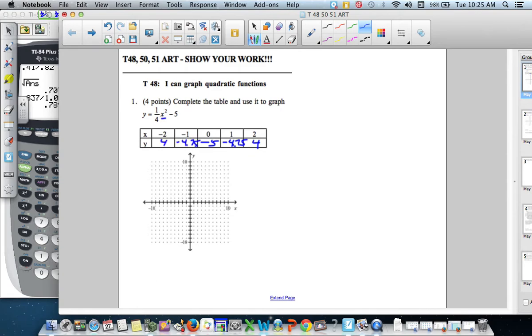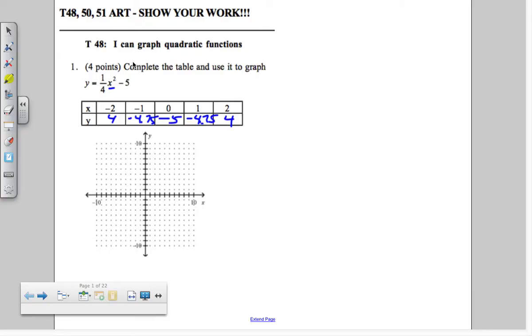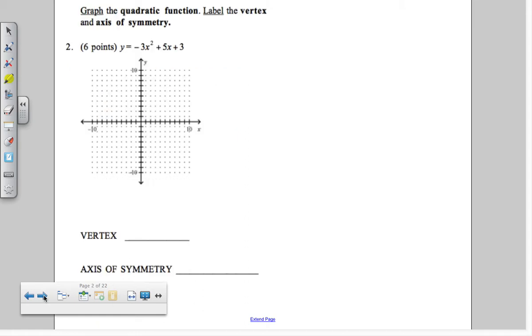So now graphing those points, we've got 0, negative 5. And then I'm just going to graph the, these should be negative 4. The 2, negative 4. And the negative 2, negative 4. And if you want to graph more, you can, but that's enough here. We can then see that it's going to be a parabola opening up from there. All right?